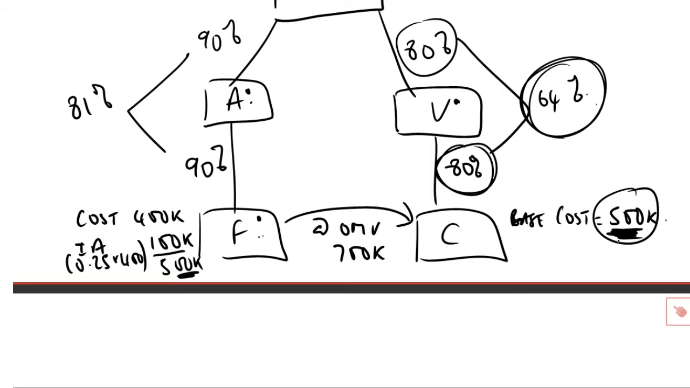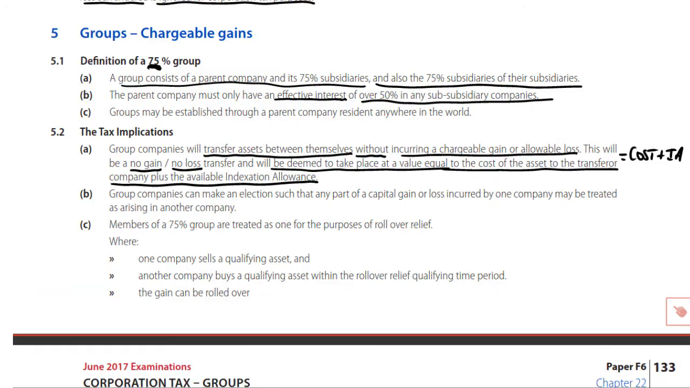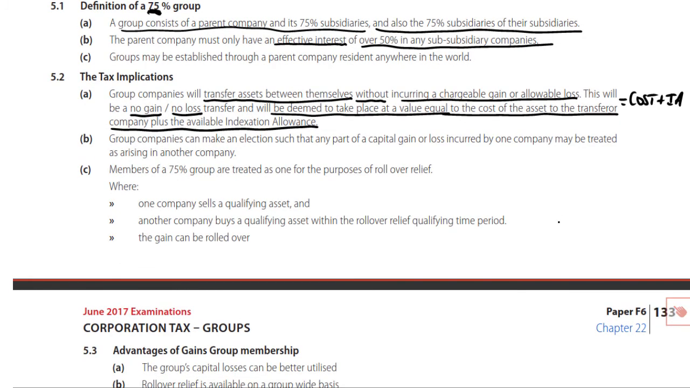No gain, no loss transfers are automatic. It's not a choice. That is what happens when you transfer a chargeable asset within the gains group. That, as we said, was a rule. But there are then two elections, one of which we mentioned in our original introduction to groups.